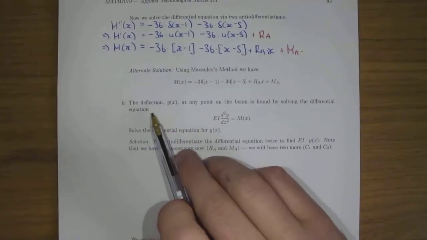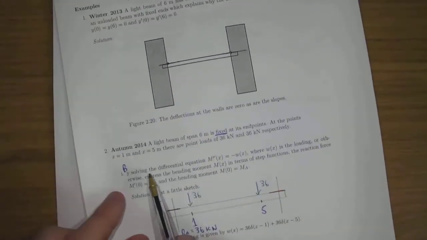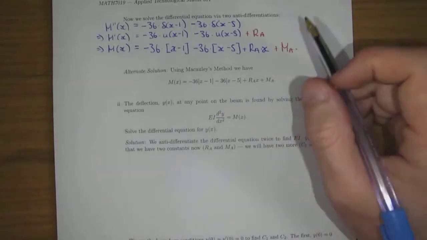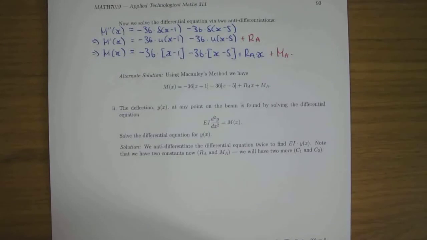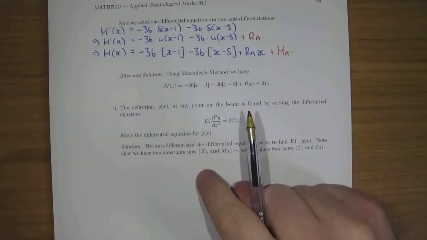Second part of the question, the deflection y of x at any point on the beam. And actually just before I go on, it said give me the answer in terms of RA and MA, which I did. And I can't say MA is 0 for a fixed end. Deflection y of x at any point in the beam is found by solving this. We anti-differentiate, and so on. Okay, so we're going to have 2 more.